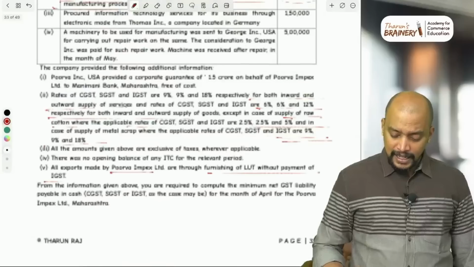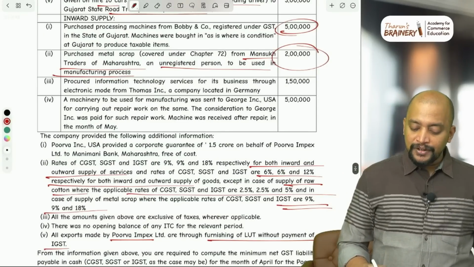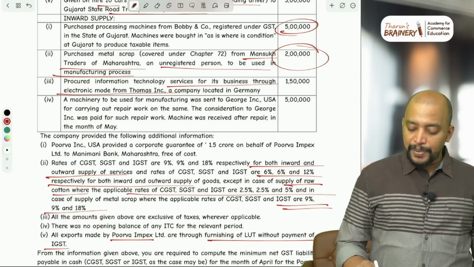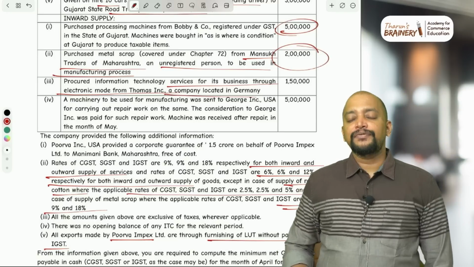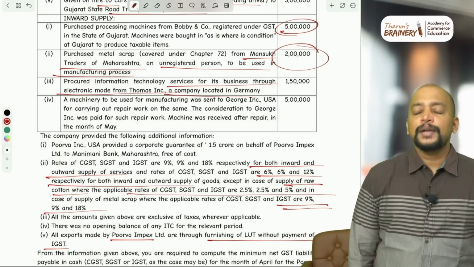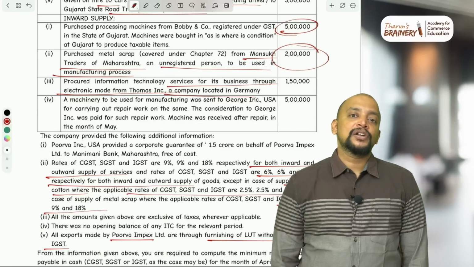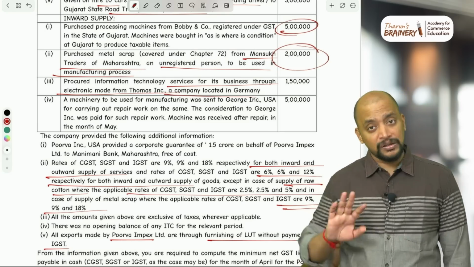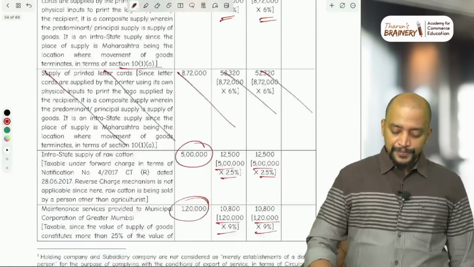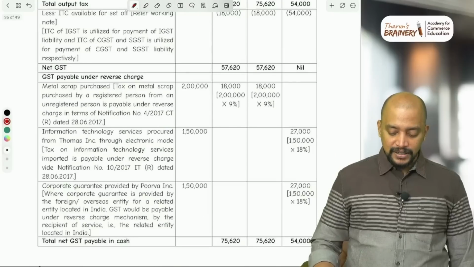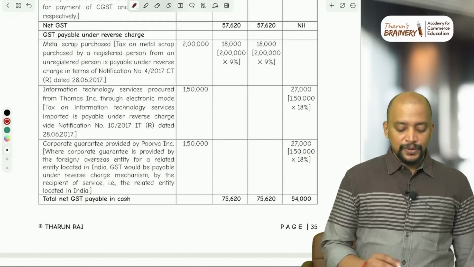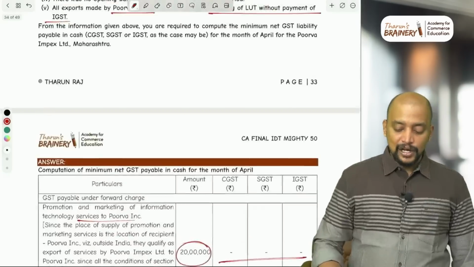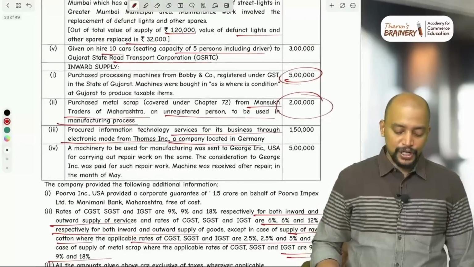Then next, another transaction: procured information technology service for its business through electronic mode from Thomas Incorporation, a company located in Germany. So information technology service, import of services. Is it by a non-taxable online recipient? No, it will be taxable and it will come under RCM: 1,50,000 into 18%. We don't have any exemption, so it will come under RCM. Also we can take ITC with respect to that, so in the ITC column also it should be kept.